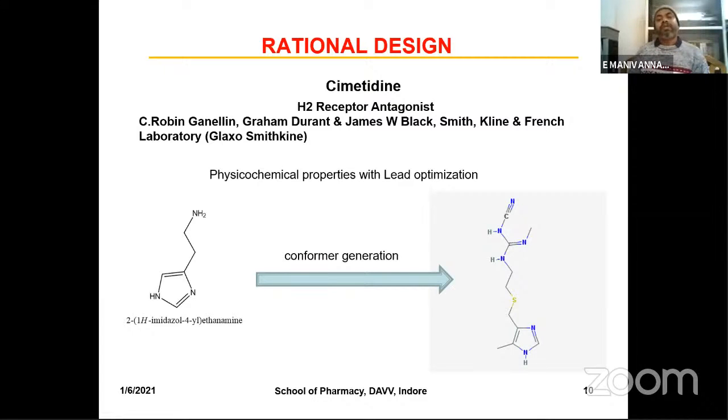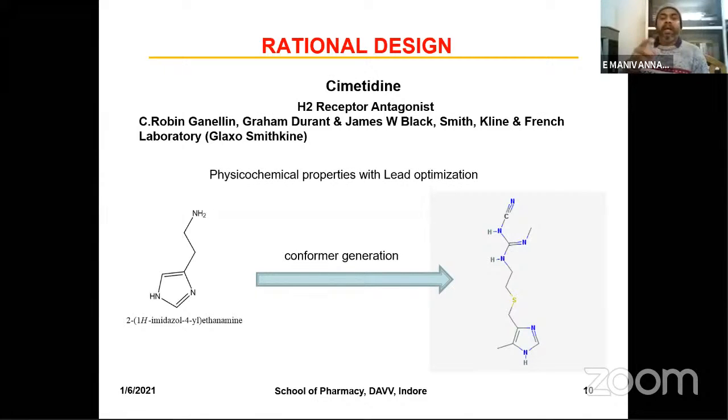Cimetidine is an H2 receptor antagonist. The H2 receptor is present in the parietal cell, and it is antagonized by the drug cimetidine. This was discovered at GlaxoSmithKline. The cimetidine drug was discovered by Robin Ganellin's research group.